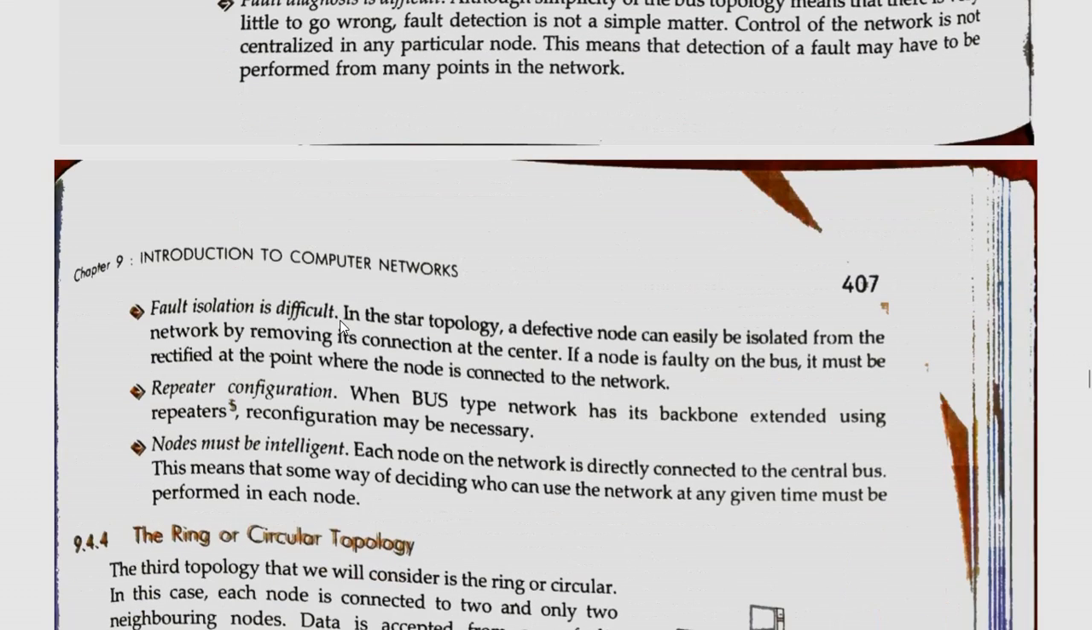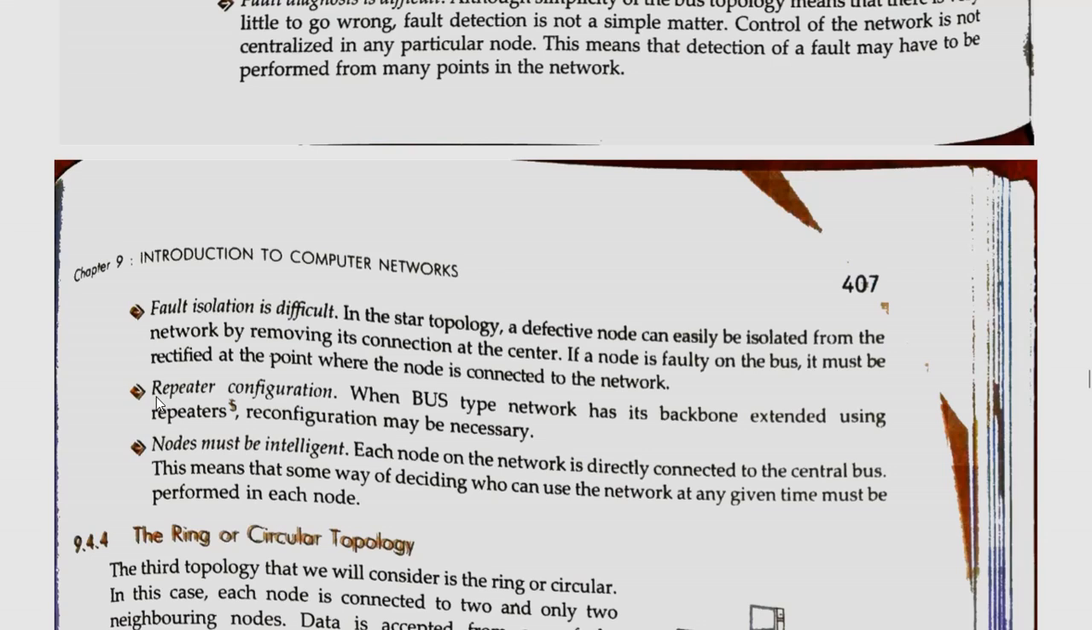Now, fault isolation is difficult. In the star topology, a defective node can easily be isolated from the network by removing its connection at the center. But in the bus topology, if a node is faulty on the bus, it must be rectified at that point where the node is connected to the network. So you cannot remove it, because there is a possibility that the whole data is traveling through it serially. Even if one system has a failure, it is going to create a failure in the complete network.